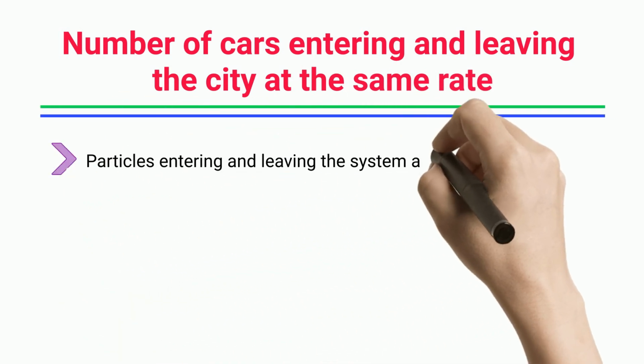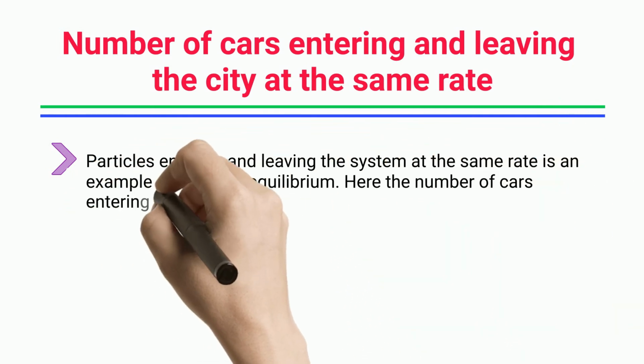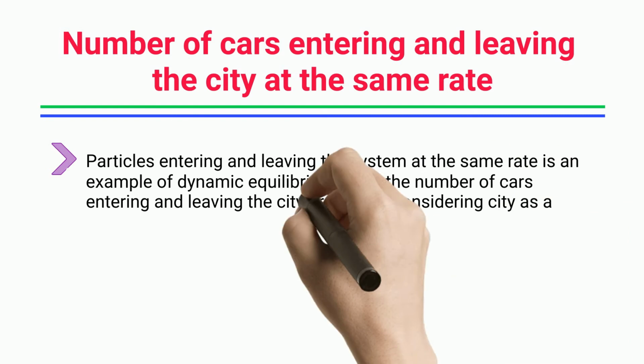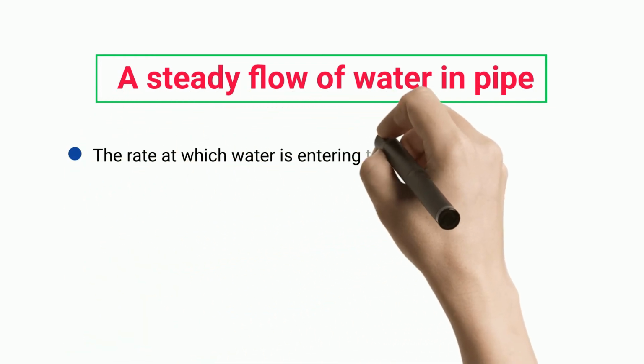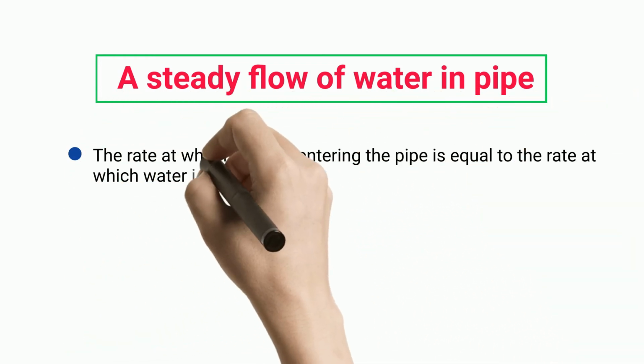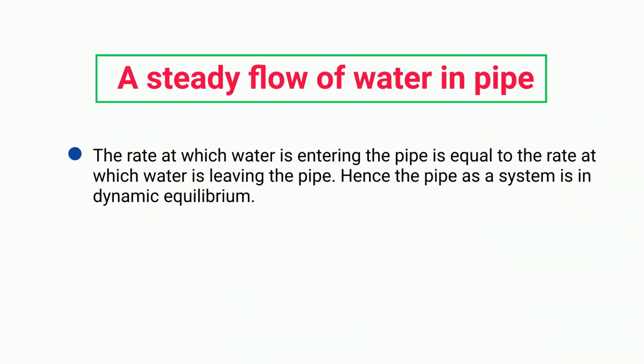Particles entering and leaving the system at the same rate is an example of dynamic equilibrium. Here the number of cars entering and leaving the city is the same. Considering the city as a system, the city is in dynamic equilibrium. A steady flow of water in a pipe. The rate at which water is entering the pipe is equal to the rate at which water is leaving the pipe. Hence the pipe as a system is in dynamic equilibrium.